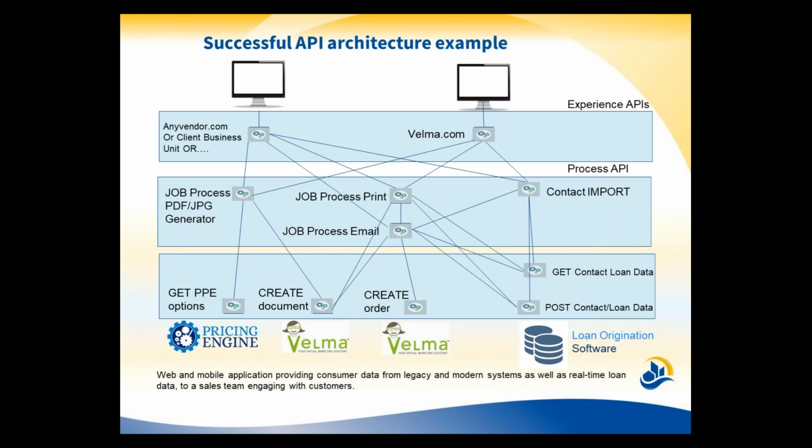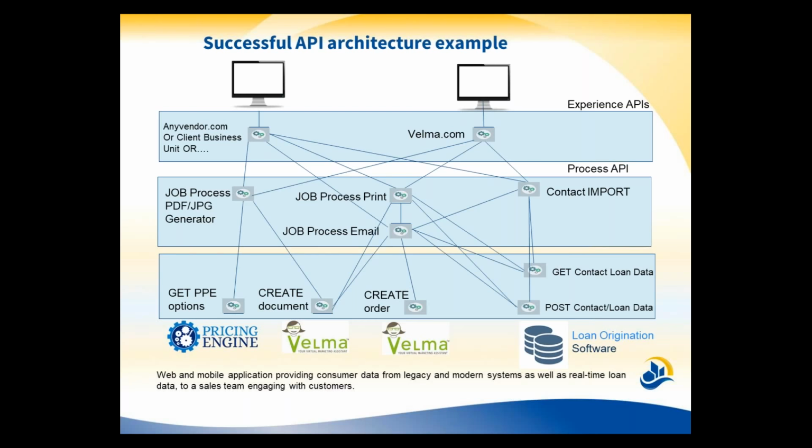They are the foundation of an API strategy. Another example with Velma is create order. So we have an API where we've got information in our system and we want to create an email order or a print order, or perhaps we have a system API that is create a document.